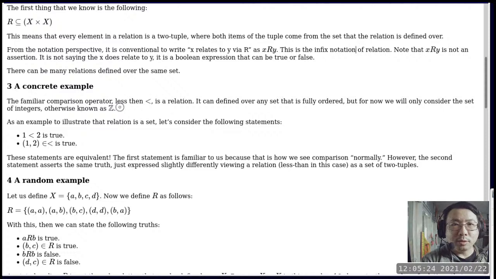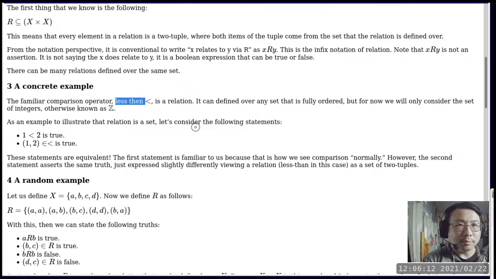So the concrete example is using the relation less than. Less than, as a comparison operator, is basically a relation. Anytime you have an operator that takes two particular elements and returns either true or false, you can see it as a relation. So less than is a relation. If we look at less than as a relation and as a set, we know 1 is less than 2 is true, but we will also say 1, 2 as a 2 tuple is an element of less than as a relation. To make this example a little more complete, let me go ahead and use the tablet.